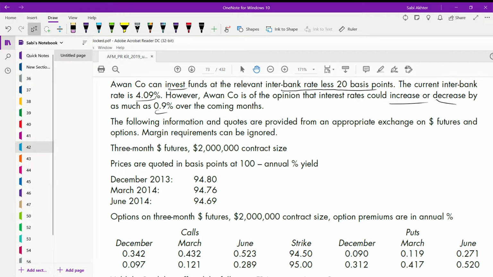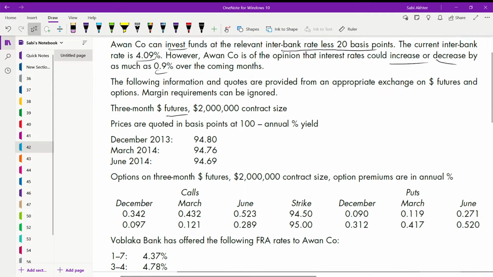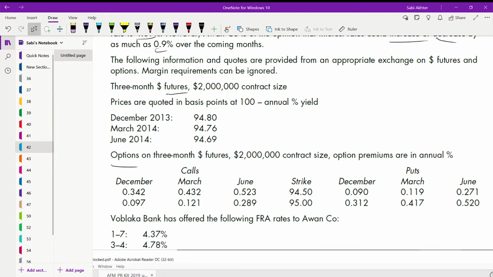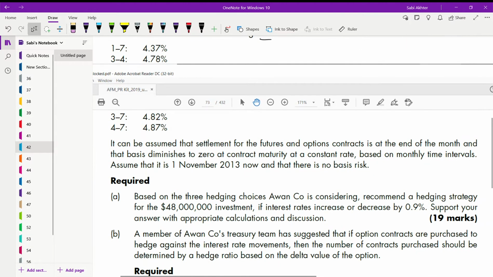And if you can see here, we have futures. Futures I'm not going to cover, I have already covered. We have options. Options I'm not going to cover, already I have covered. What I'm going to cover is FRA. This I haven't covered before. That's why I have selected this question. So I am only going to do FRA.